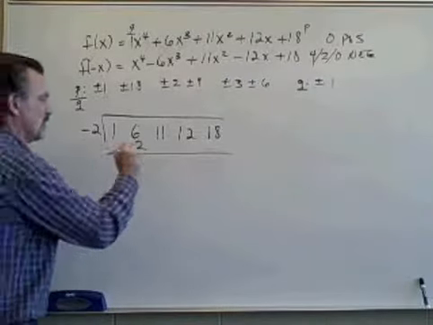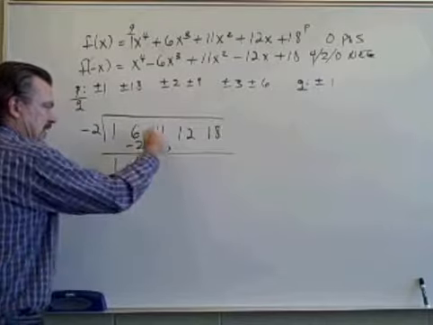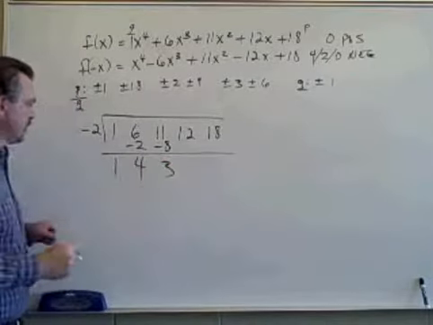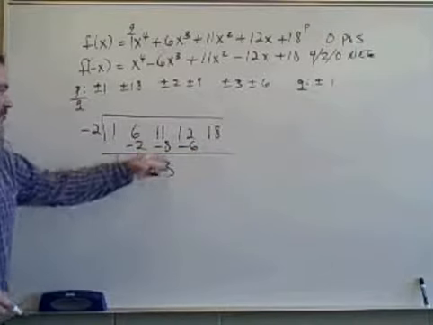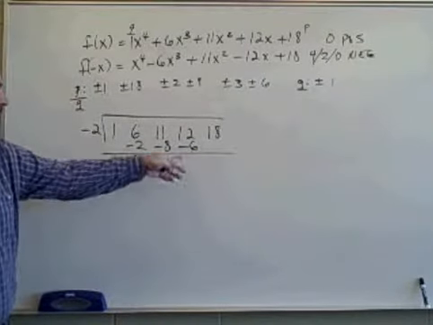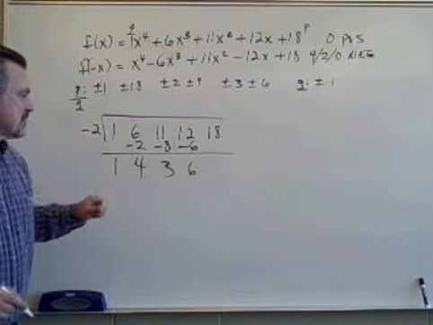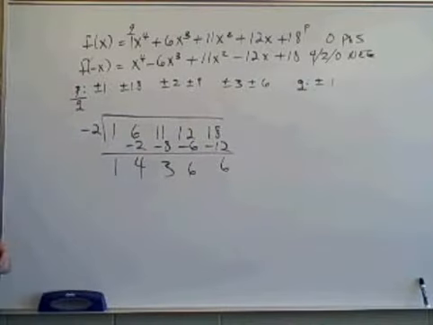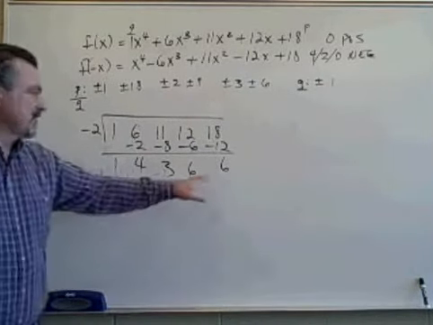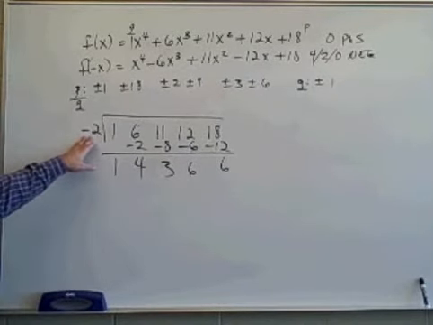Negative 2 times 4 is negative 8. Carry over the negative 8 to the next column, add. 11 plus negative 8 is 3. Negative 2 times 3 is negative 6. Carry over the negative 6 to the next column, add. 12 plus negative 6 is 6. Negative 2 times 6 is negative 12. 18 added to negative 12, unfortunately, is not 0, it's 6. Again, having a non-zero remainder tells us that negative 2 is not a root.